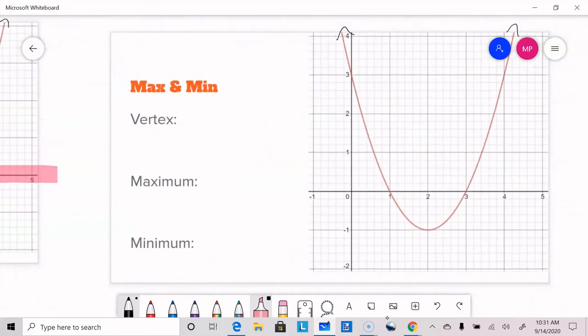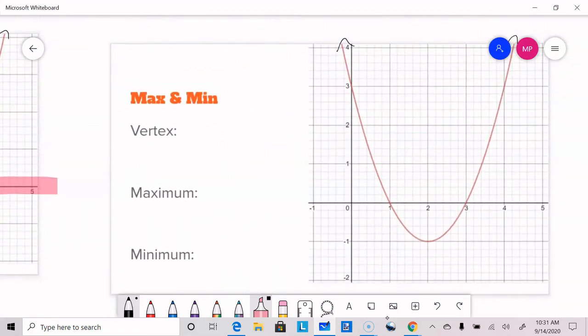Now for our last section, this equation will have a vertex since it's a quadratic equation. So the vertex is always going to be the turning point. It's where the graph changes from decreasing to increasing. You can think of it going down to up to down, but it's always going to be the turning point or the axis of symmetry, which we'll talk about in a little bit.